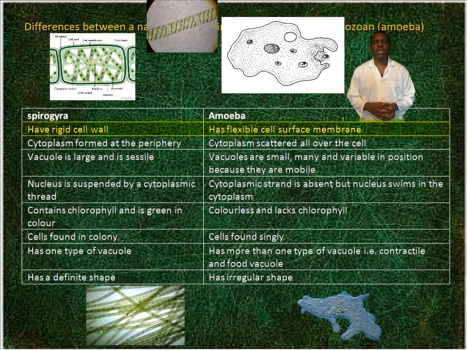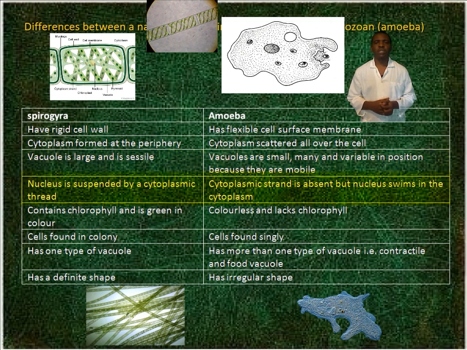Spirogyra has a rigid cell wall, while amoeba has a flexible cell surface membrane. Cytoplasm of the Spirogyra is found at the periphery. The cytoplasm of the amoeba is scattered all over the cell. Vacuole in the Spirogyra is large and is sessile. Vacuoles in amoeba are small, many and variable in position because they are mobile.